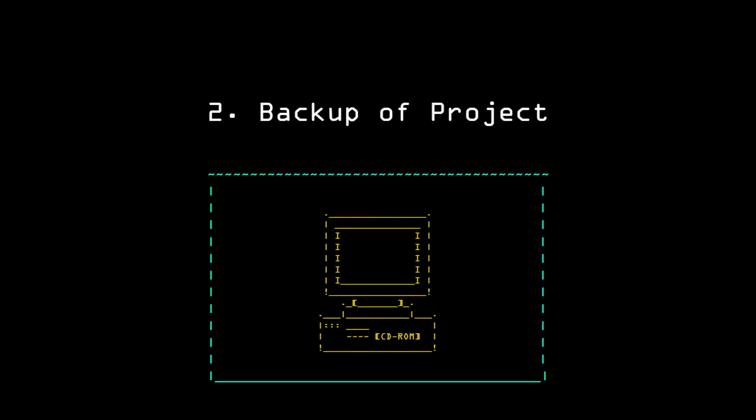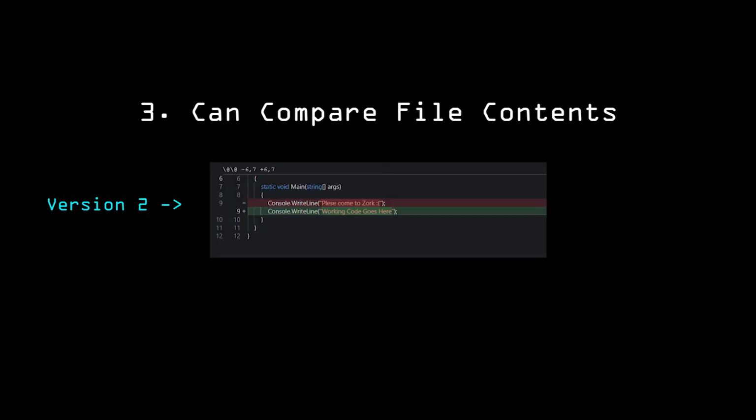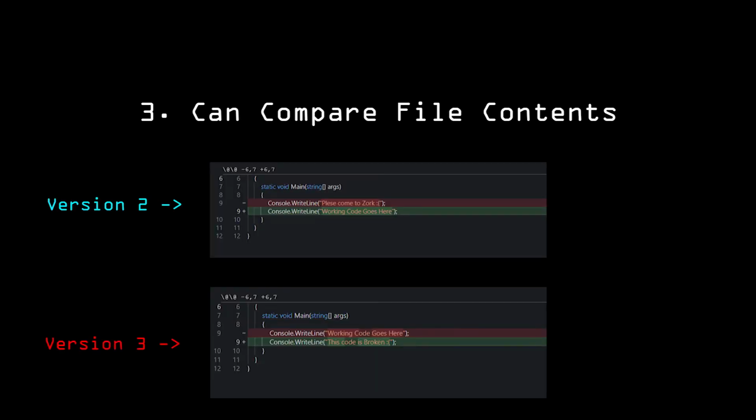2. You have a form of backup for your project. Because the files are stored in a server, even if your computer falls into a pool, your project files are still safe. 3. You can compare files to each other to see what their differences are. If you want to look at the differences between a file from version 2 and the same file from version 3 to see what broke the code, a version control program can highlight the differences in each line for you to show exactly what's different between them.